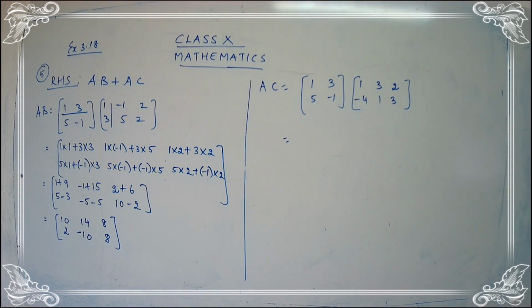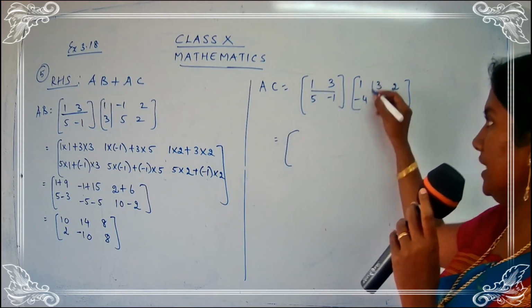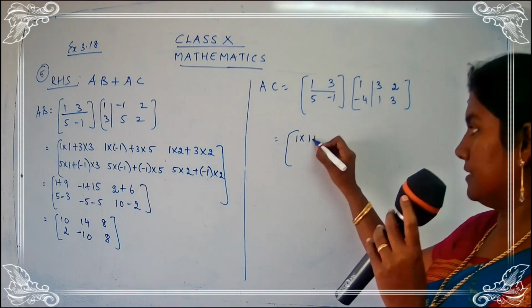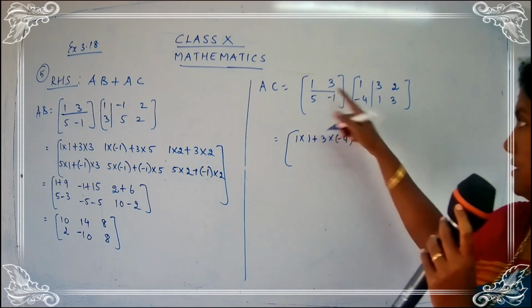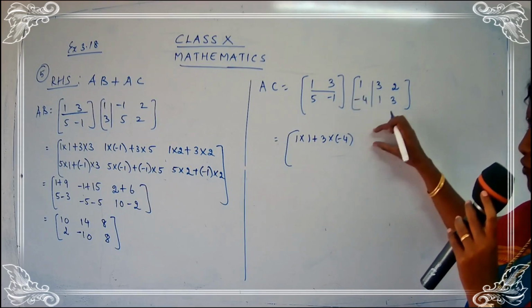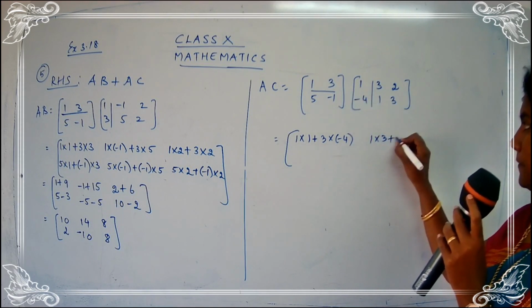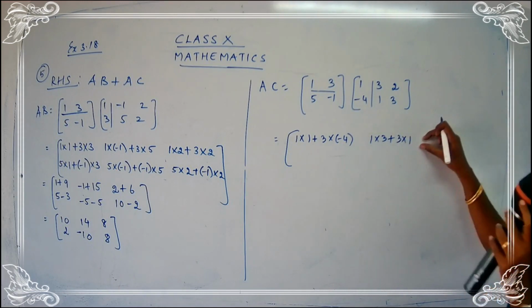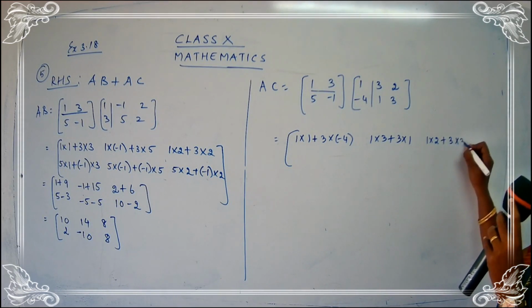Shall we check the answer, children? Let us have a check of the answer. So you are going to consider the first row and all the columns, yes, children? So 1 into 3 and 1 minus 4. So how to do? 1 into 1 plus, the main sign is plus, 3 into minus 4. Next, leave some space because we are going to go for the second element. So 1 into 3 plus 3 into 1. Again leave some space. 1 into 2 plus 3 into 3.